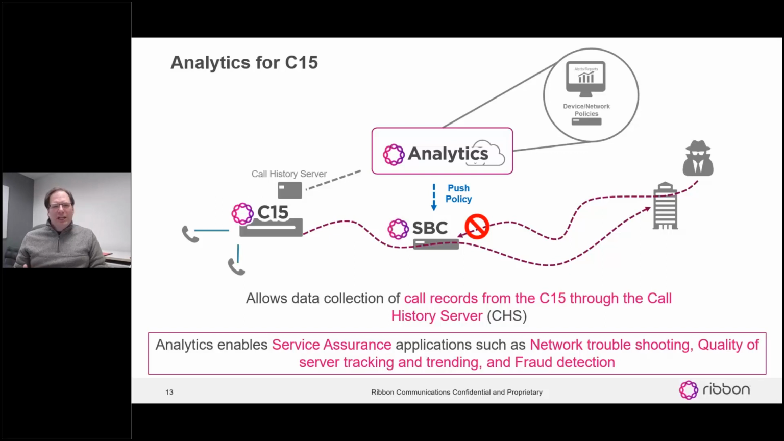So there's a lot of capabilities that analytics plays within the deployment aspects of a network with C15. We do also tie into C20s and other aspects of SBCs along with PSXs in the larger network itself. So there's a lot of capability around service assurance, network troubleshooting, and QoS tracking and trending that the analytics solution can provide you, along with fraud and security applications. Next slide, please.